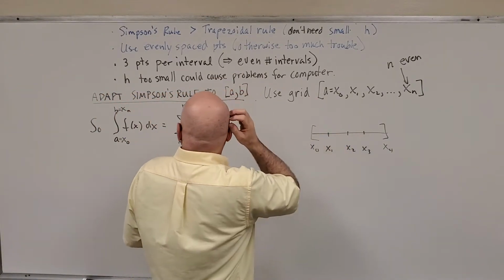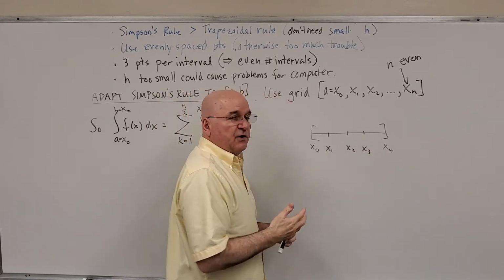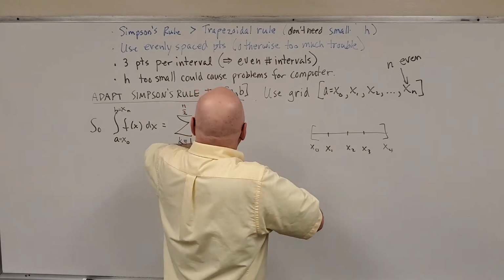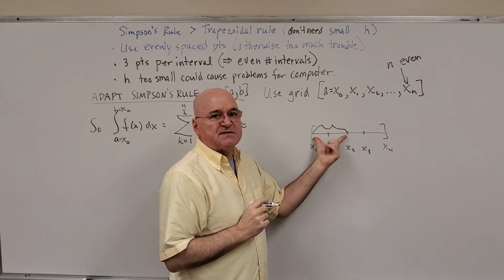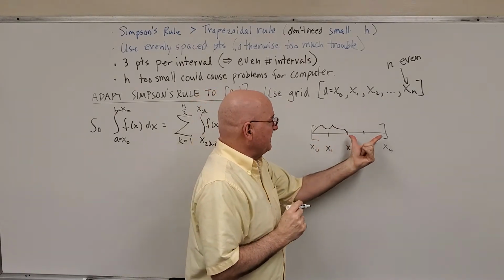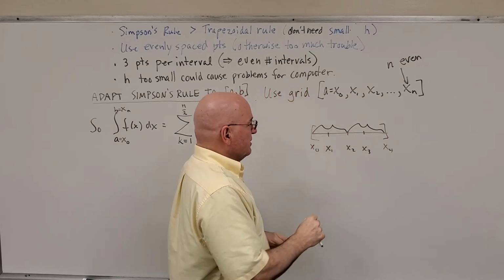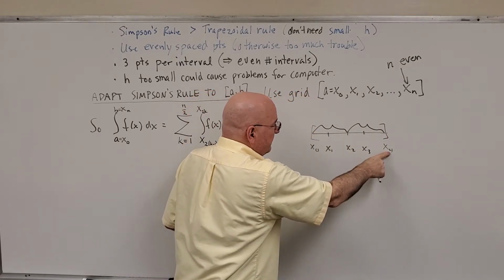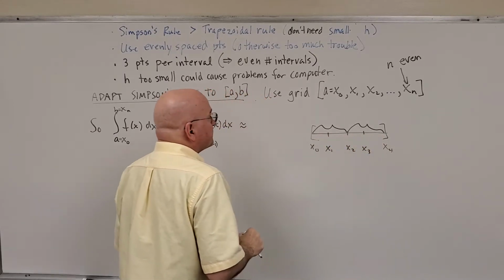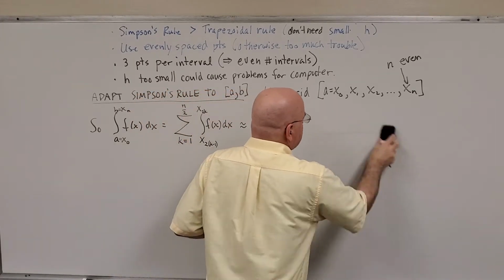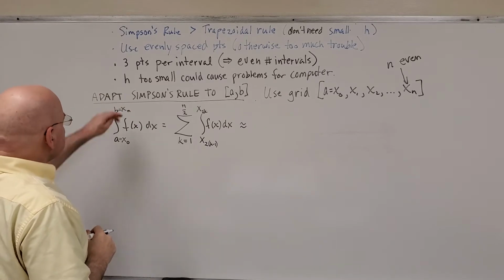Just as an example, here's an even number, and notice that this will work. Simpson's rule is going to use one computation for these 3 points, and then shift over to here, one computation with these 3 points. So this number needs to be even, which means you'll have, this is the number of intervals, 1, 2, 3, 4. So just make sure that you have an even number of intervals.